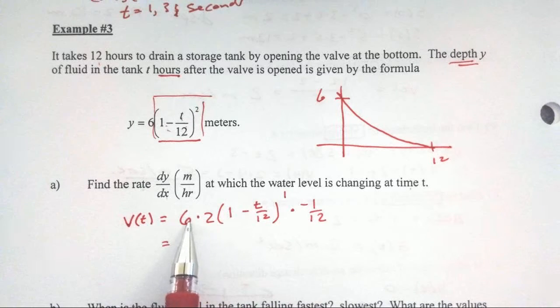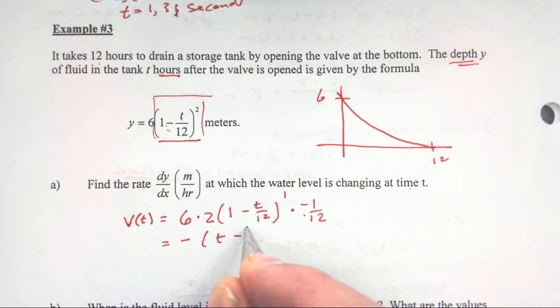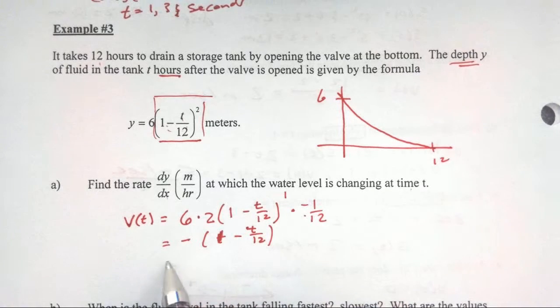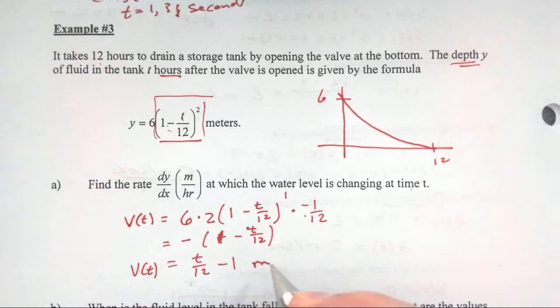I notice I get a 12 and a negative 1/12, so that is negative. If I multiply these first, 1 minus t on 12, or we get positive t on 12 minus 1. There's our velocity at time t, and that would be meters per hour.